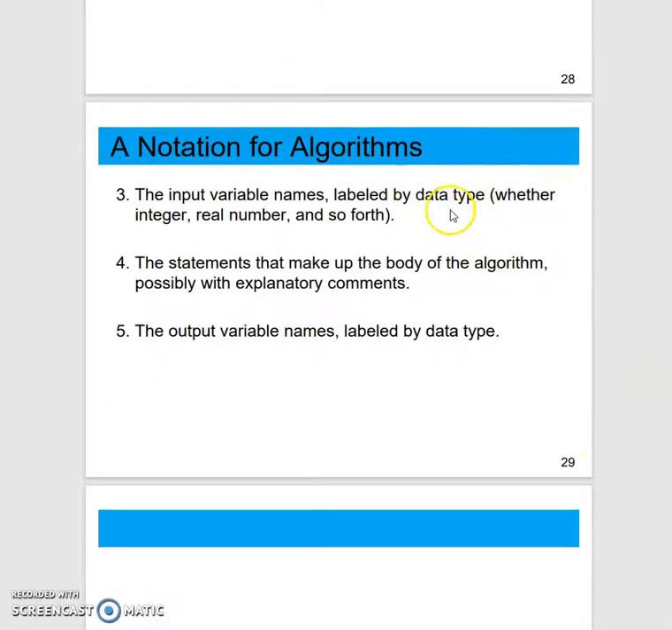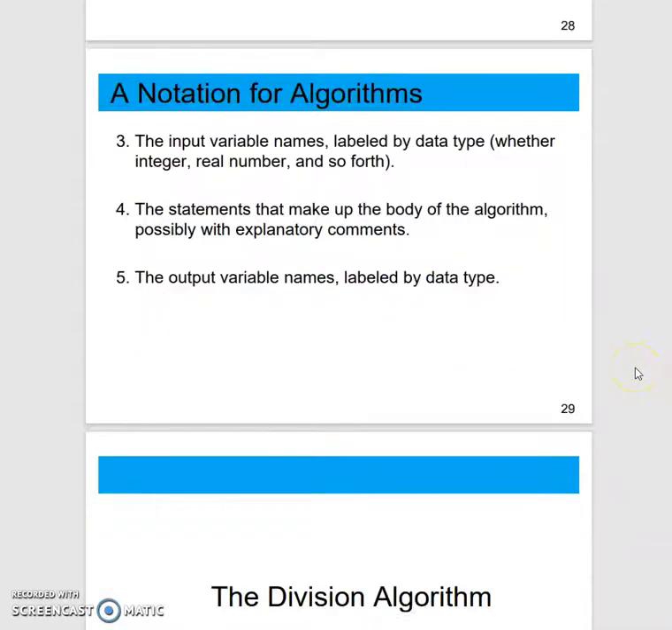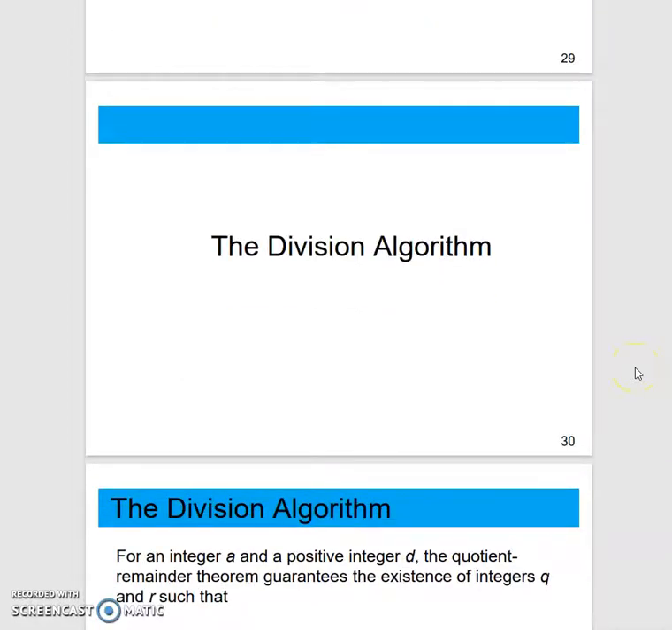We also want to, of course, list the data type, because that might make a difference. And again, for anything particularly unusual inside the algorithm, we want to put comments. And of course, the output will have to have a name. And once again, we'll want to also note the data type if it matters. So let's look at an algorithm.